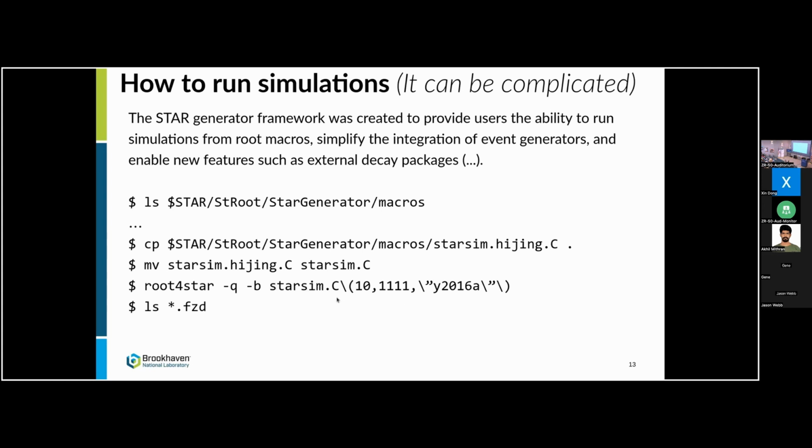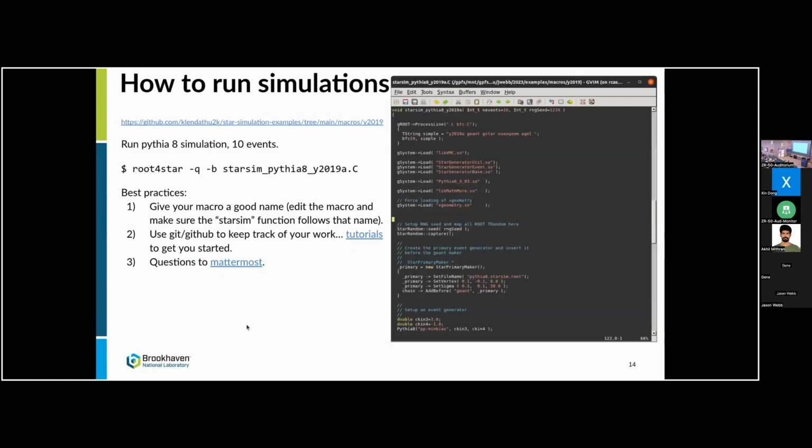This generates 10 Hyging events in the 2016A production geometry with a random number generator seed of 1,111. If you then look in the directory, it should produce an FZD file.